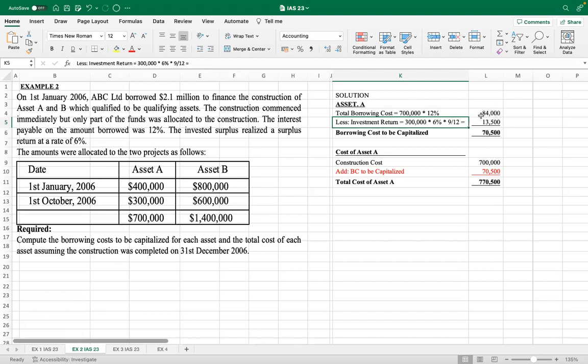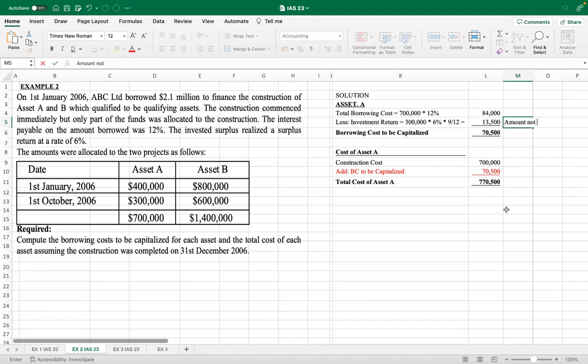So you will not capitalize 84,000 because we had investment return of 13,500. You take the total borrowing cost minus investment return. What you remain with is what is to be capitalized. And what is to be capitalized is taken to the balance sheet as part of the cost of the asset. So if I ask you for the cost of the asset, you take the cost of construction plus the borrowing cost to be capitalized to give you 770,500. Now, somebody was asking me, what about this 13,500? Eventually, it is the amount not capitalized.